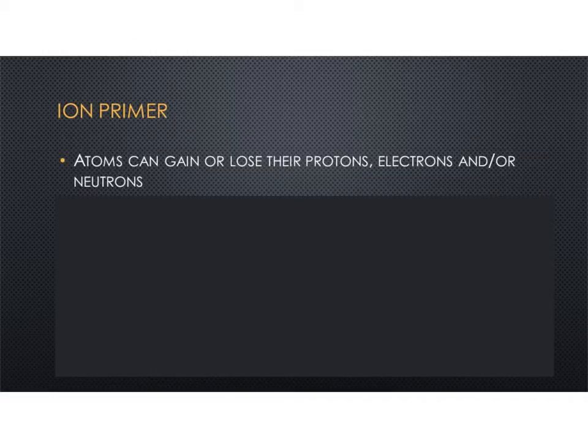Now we're going to look at ions. So more specifically, we're going to look at the electrons on the atoms. And this is a little bit of a primer to get you understanding ions. Atoms can gain or lose any of the three major parts that they have: protons, electrons, and or neutrons. Depending on which part they lost, we call them different names.